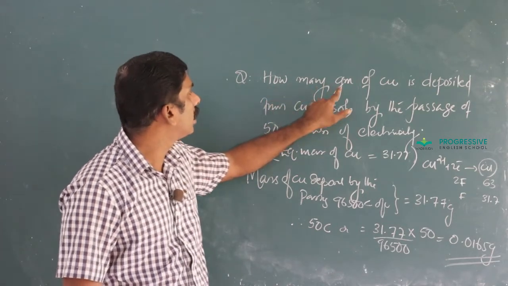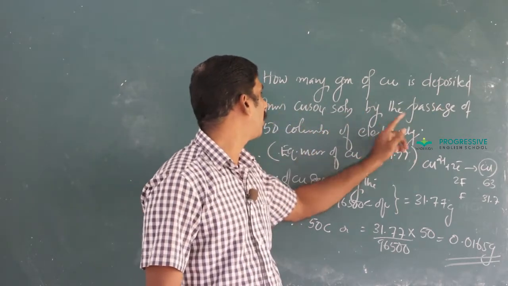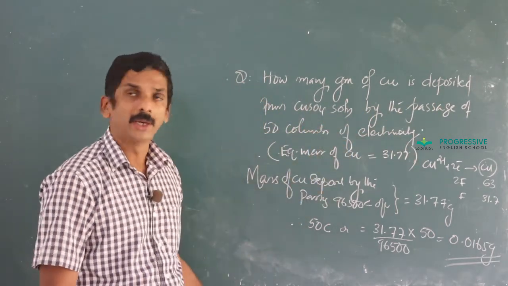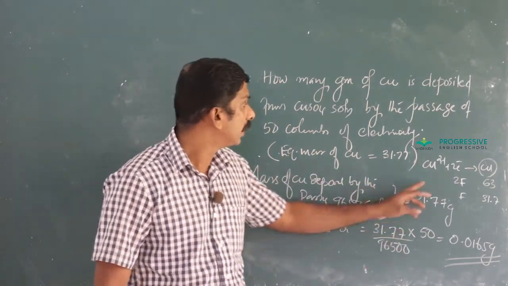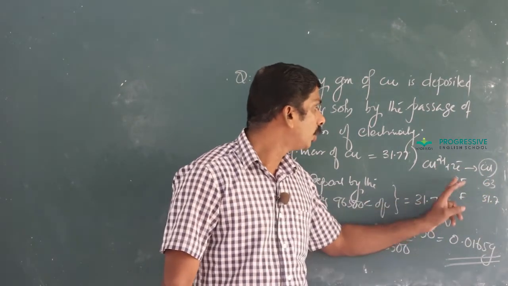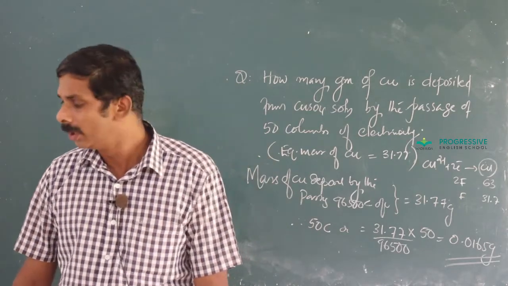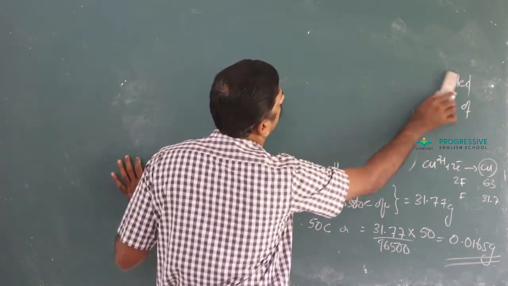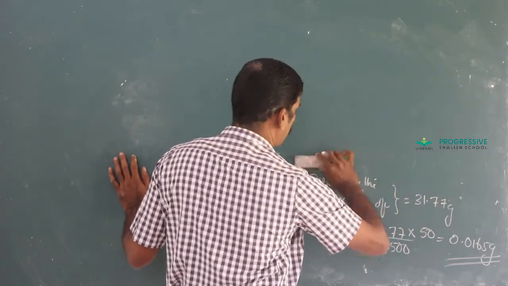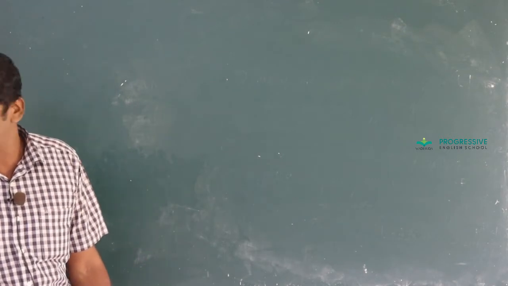How many grams of copper are deposited from copper sulfate solution by the passage of 50 coulombs of electricity? Here the equivalent mass is directly given, otherwise you have to find out the equivalent mass. Cu2+ plus 2 electrons gives Cu. 2 Faradays give 63, therefore 1 Faraday gives 31.77 gram. 1 Faraday means 96,500 coulombs deposit 31.77. Therefore, 50 coulombs of electricity deposit 31.77 divided by 96,500 into 50.